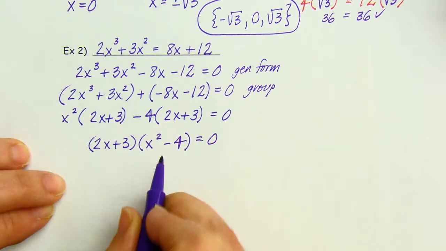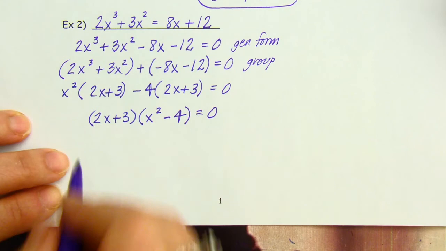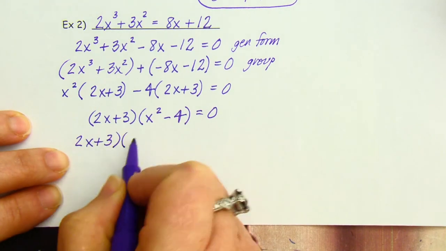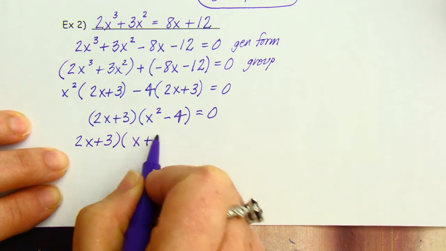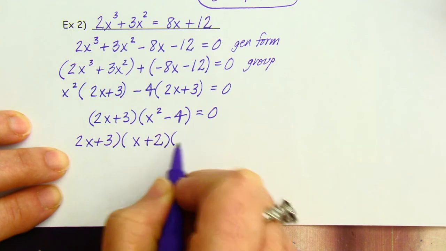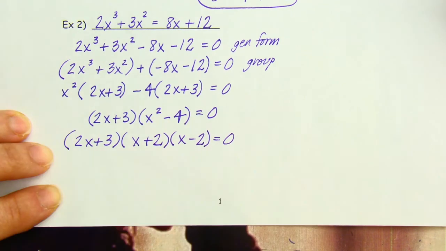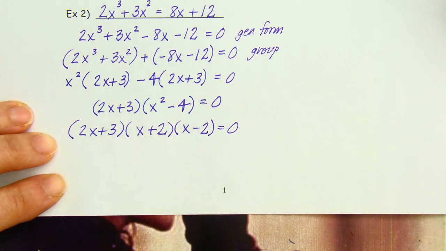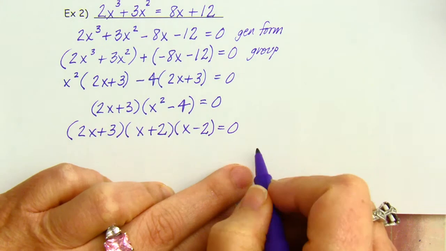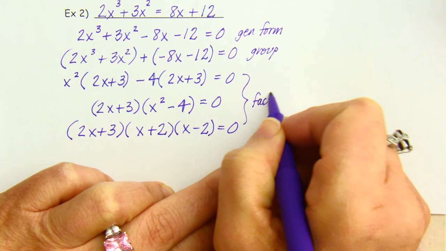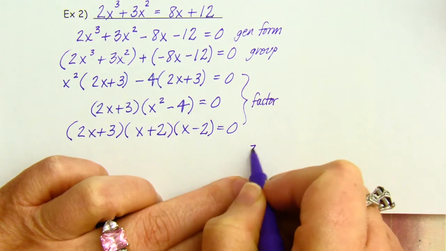This is a difference of squares. I can factor that more. So I get 2x plus 3, and now I'm going to factor the difference of squares as x plus 2 with x minus 2. And now I can use ZPP. Okay, so this whole thing was factor. And now I'm ready to use zero product principle.